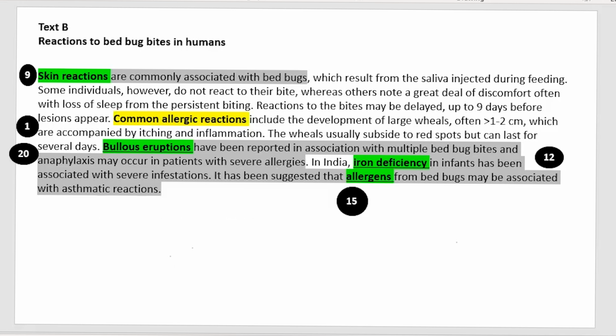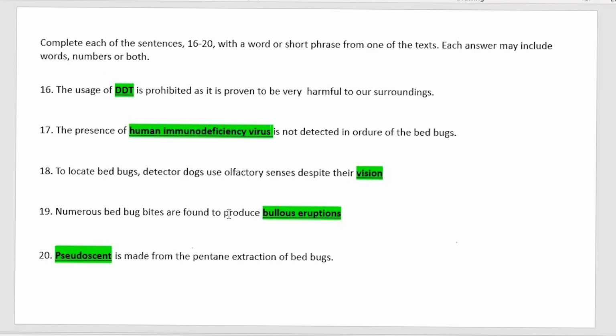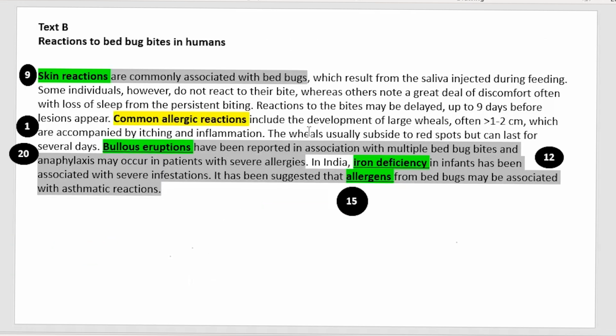So here it is clearly asked in the question as numerous bedbug bites, that is synonymous language use, multiple bedbug bites. It is mentioned in the text: bullous eruptions have been reported in association with multiple bedbug bites. Okay, the correct answer is bullous eruptions.